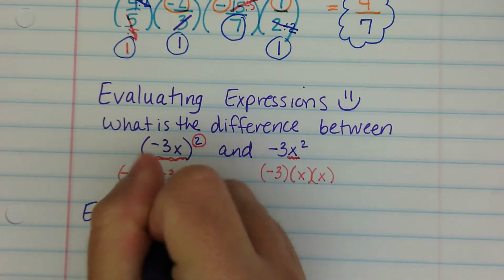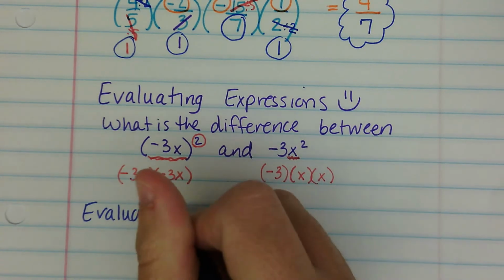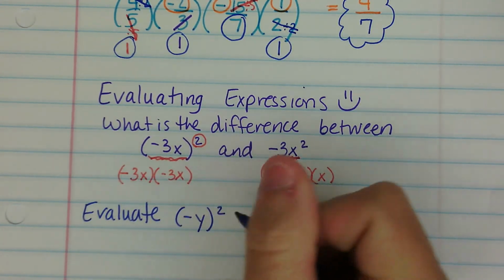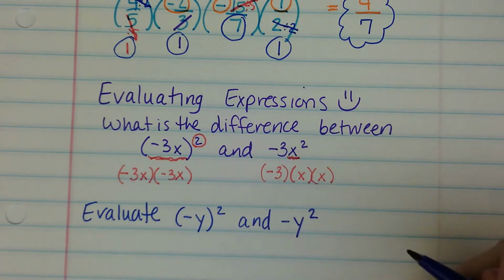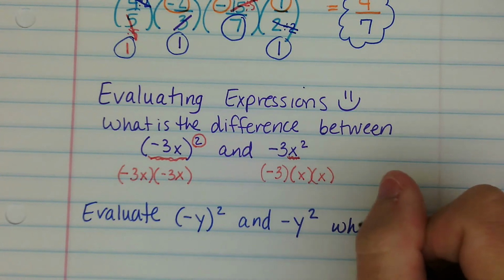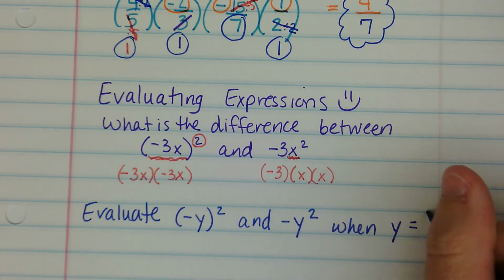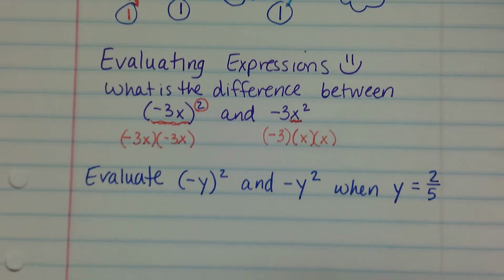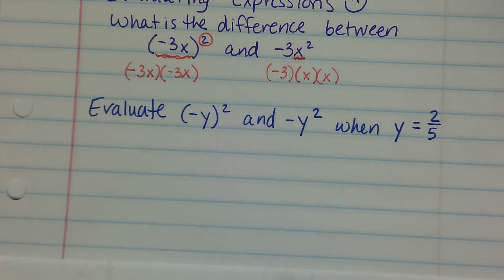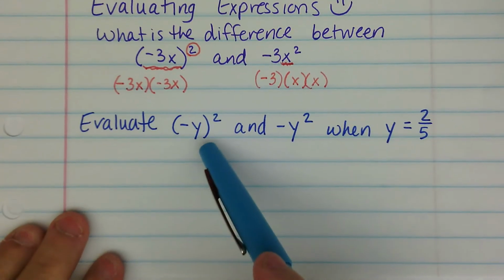Evaluate, that means simplify and solve, negative y squared and negative y squared when y equals 2/5. I'm sure you were wondering where the fractions went. And here they are. So we need to substitute our y values in. But before we do that, what I'd like to do is talk about, again, what does this really mean?